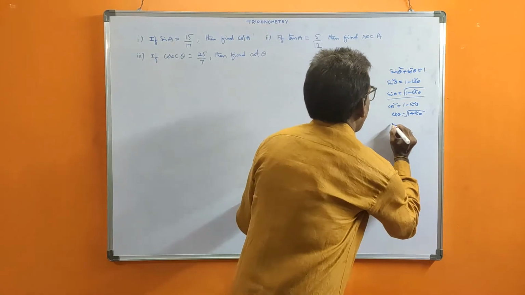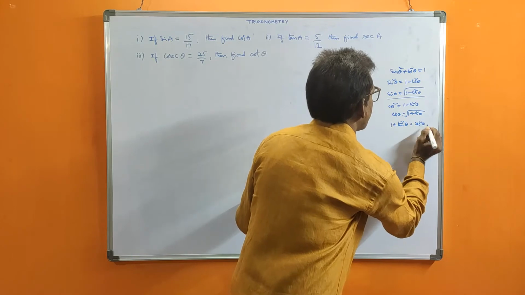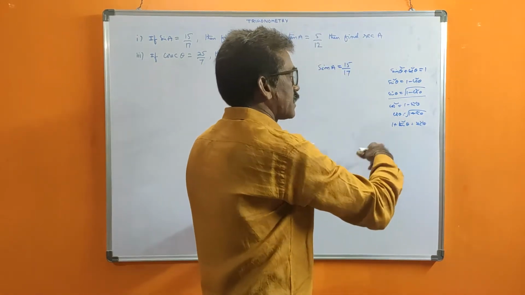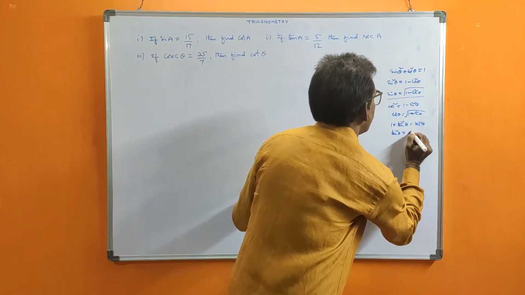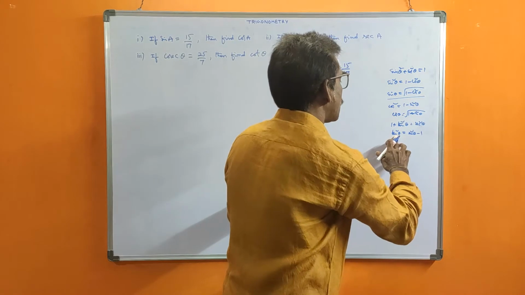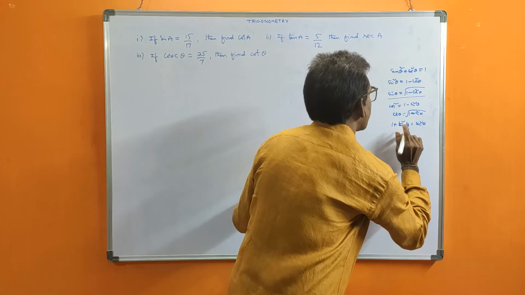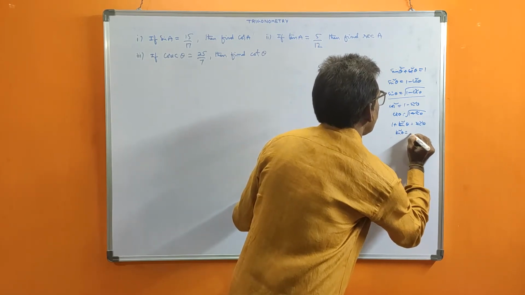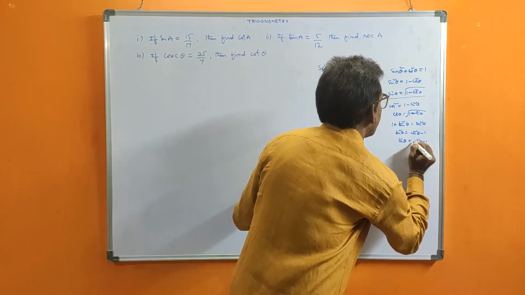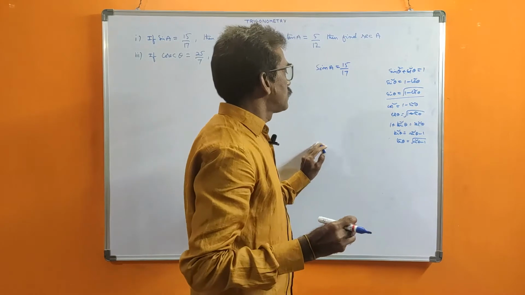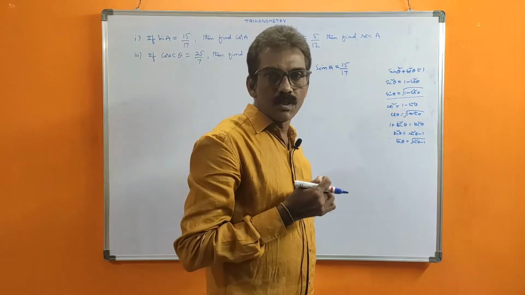Next, for tan, another formula is there. 1 plus tan square theta is equal to secant square theta. I told you, secant square theta minus tan square theta is equal to 1. We proved it. So tan square theta is equal to secant square theta minus 1. Now if you want tan theta, it is the square root of secant square theta minus 1. So like this, for sin, cos, tan we know.